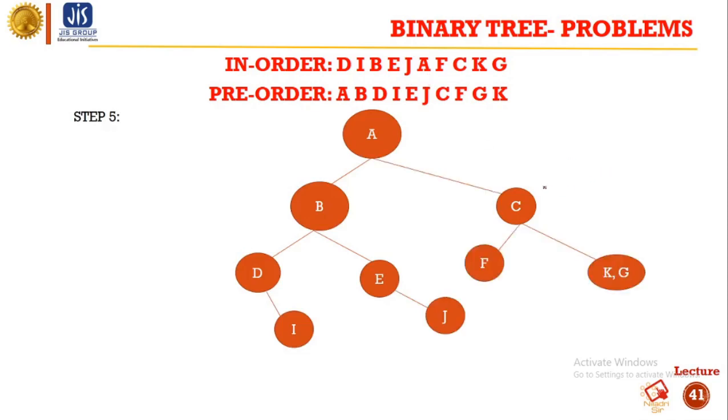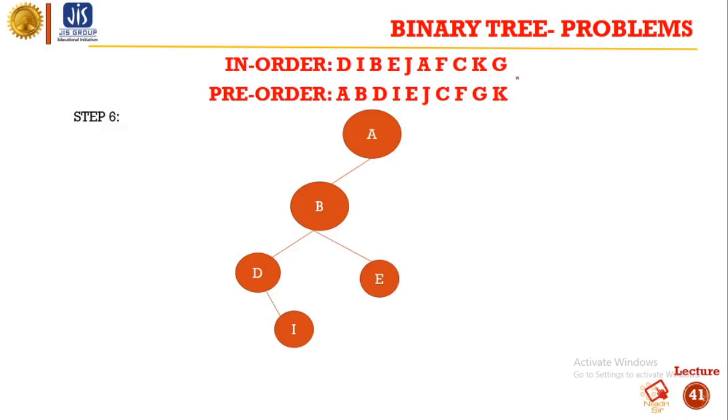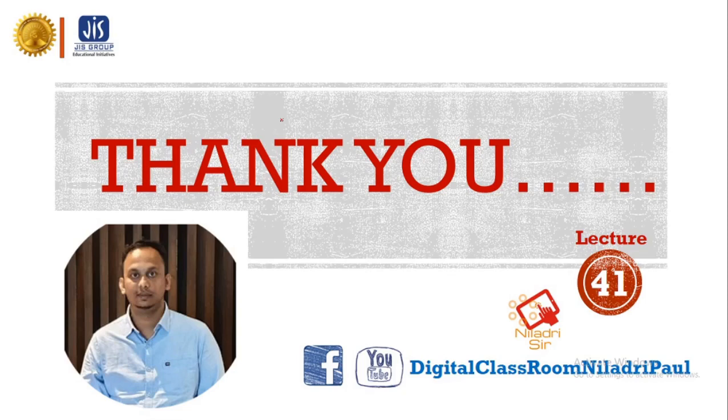So the next root is C. C is the next root, and on the left-hand side it is F, and on the right-hand side it is K J. And the next root is G, and K is on the left-hand side.